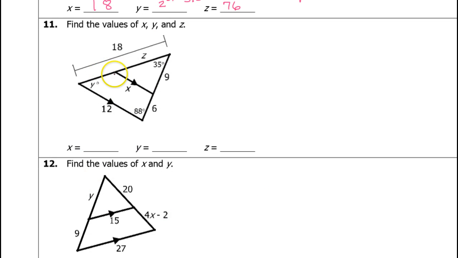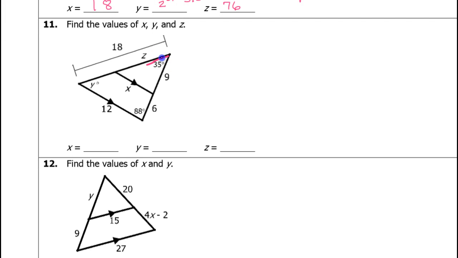For number 11, notice that I cannot use the mid-segment theorem. We learned a theorem that if we have a midpoint connector, that's called a mid-segment, it will be half of the parallel side. But this is not a mid-segment, and the reason why I know that is because this is 6 and this is 9. That means this point right here is not a midpoint. If it were, then these would be the same. So this is not a midpoint, so I cannot use the mid-segment theorem.